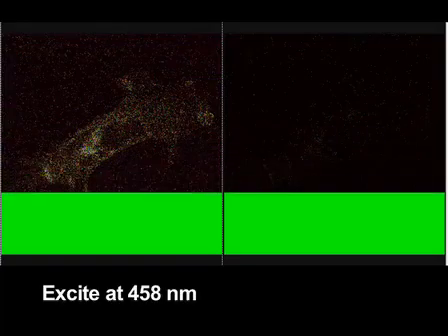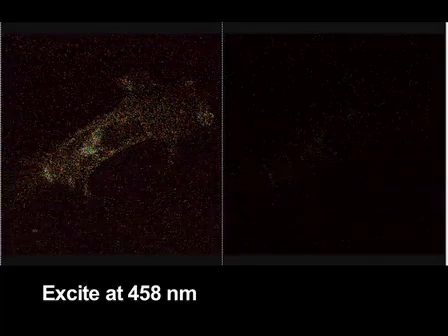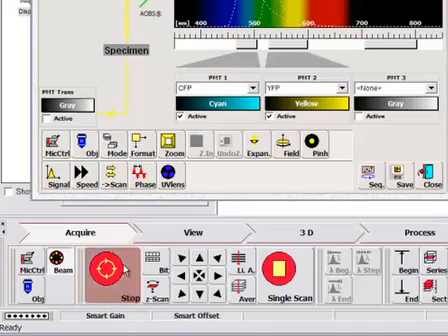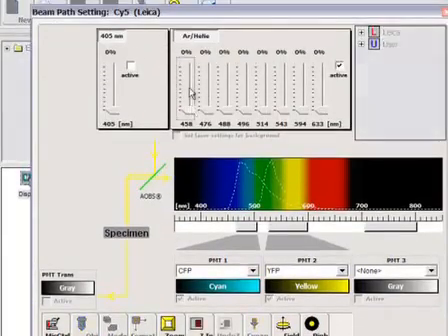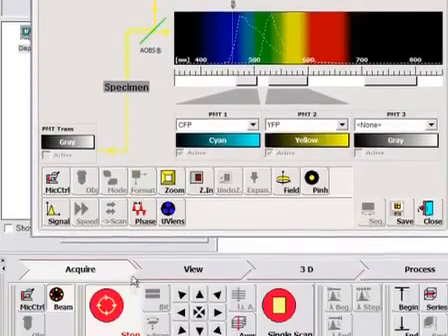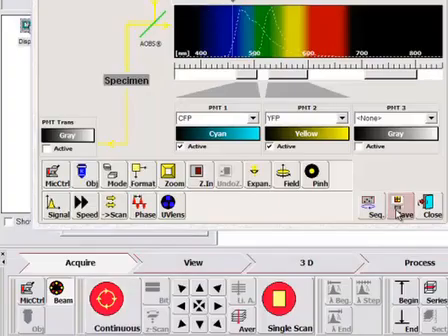While monitoring both emission channels, excite the CFP at 458 nanometers. Using the AOTF, set the laser power to eliminate appreciable bleed over of CFP into the YFP emission channel. Save this setting.